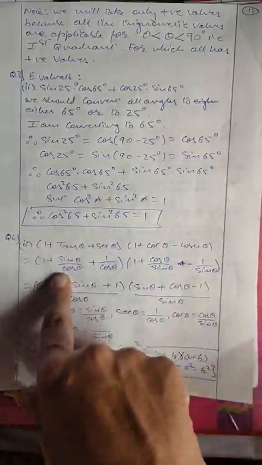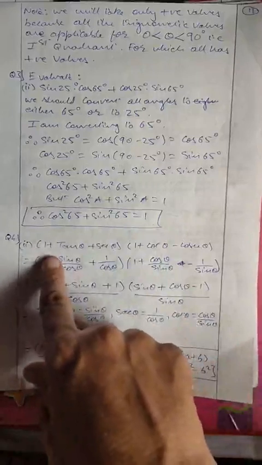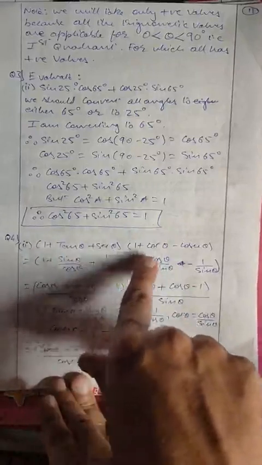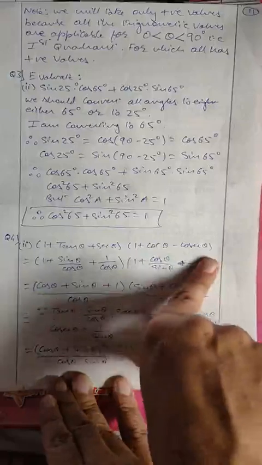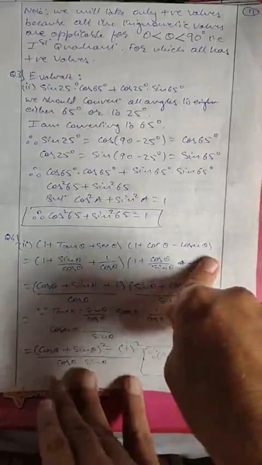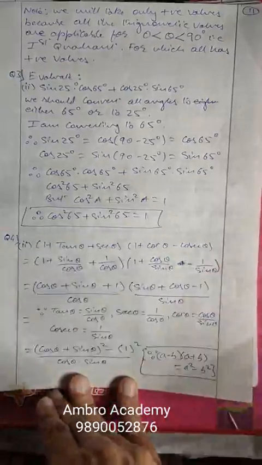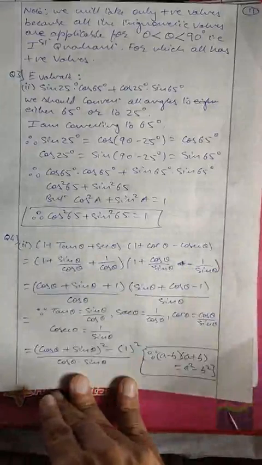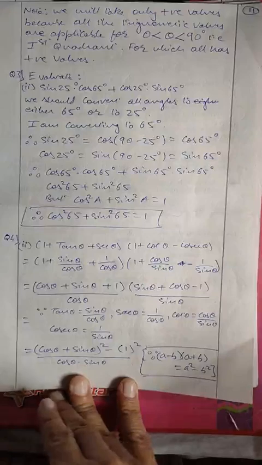Question number 4, second part. They have given 1 plus tan a plus sec a into bracket 1 plus cot a minus cosec a. In question number 4, we need to find the values and we need to justify why we are choosing that option. That means we cannot directly write down the option. We need to first solve it.